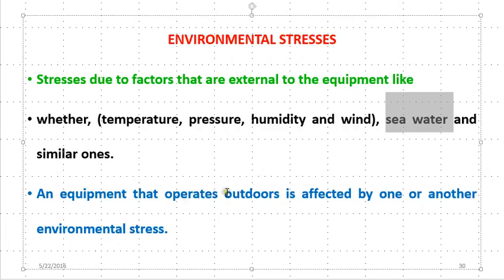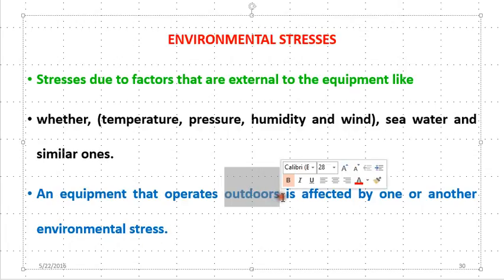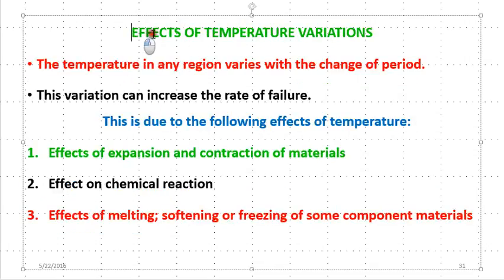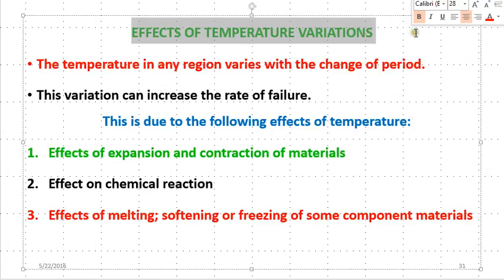And of course, any component or any system that is used in outdoor environments, if it is not affected by one, it will be affected by another environmental factor. So let us start with looking at the effect of temperature variation.